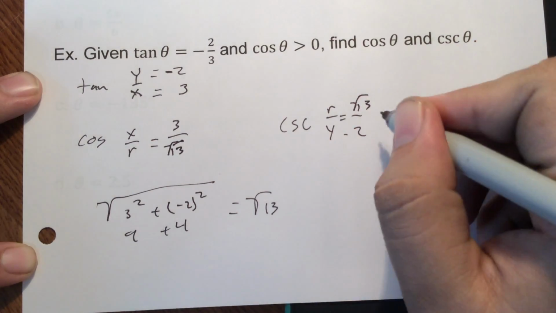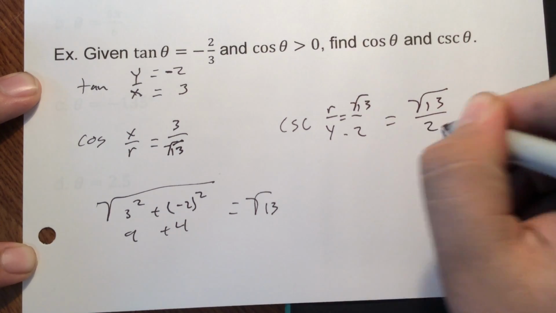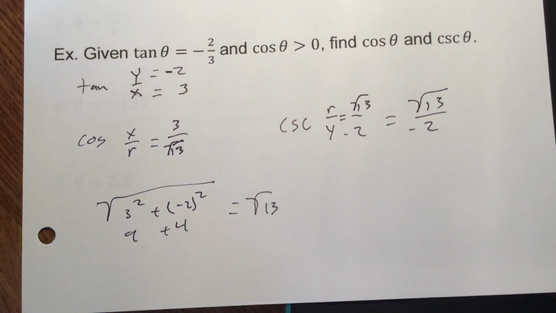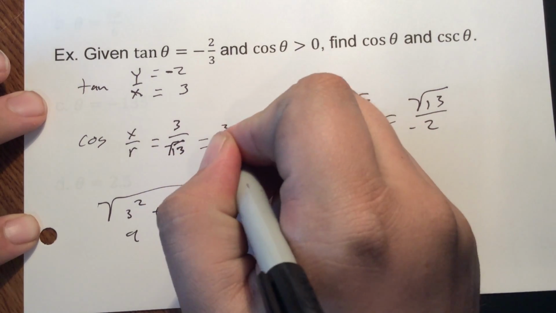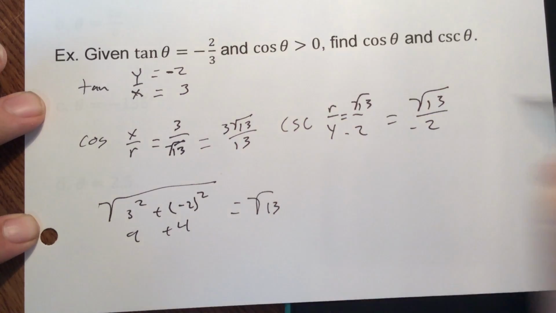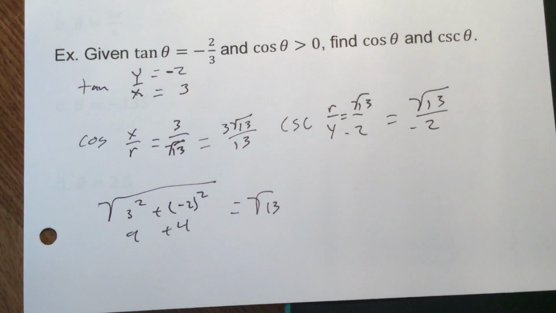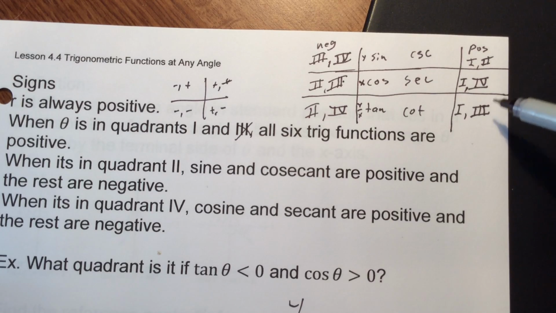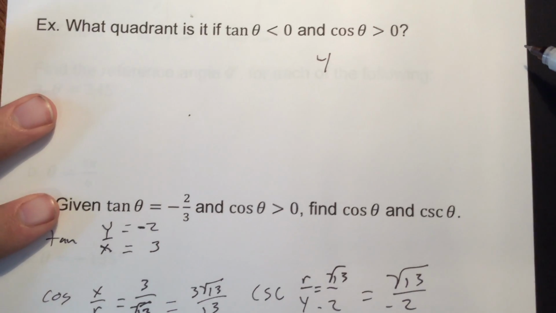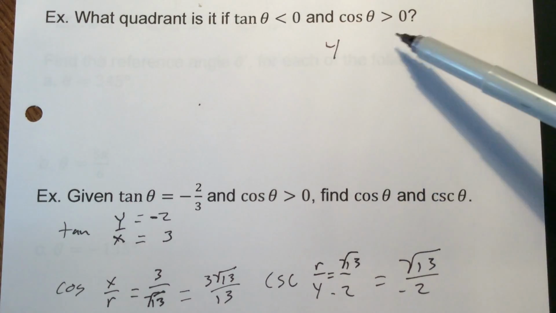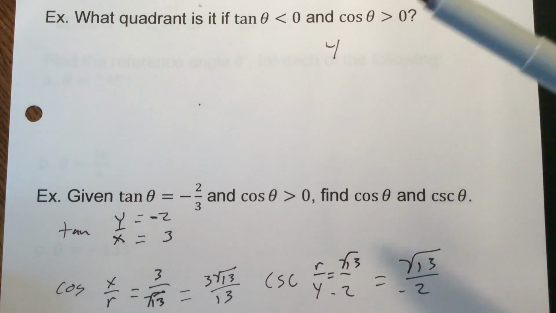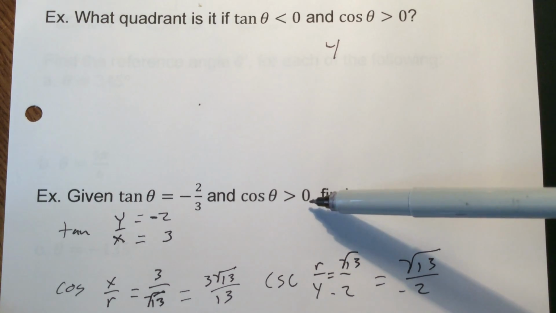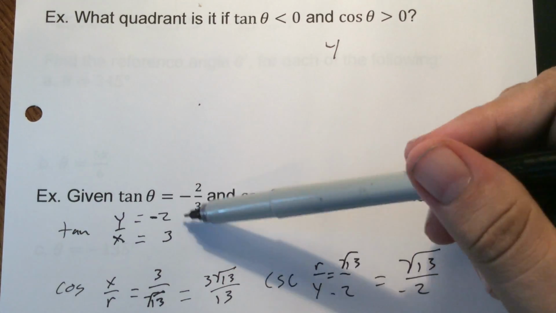Square root of 13 over here. So cosine is square root of 13 over 2, -2. And that would be done. Here we'd rationalize. And so we'd get 3 square root of 13 over 13. And that's how we find those. So use that knowledge of what quadrants are positive, what quadrants are negative for each trig function, and then we can answer questions like each of these. Find out which quadrant matches up. Here, because we know cosine is greater than 0, that's our x, so the x has to be positive. That makes the y be negative in order to get a negative tangent.